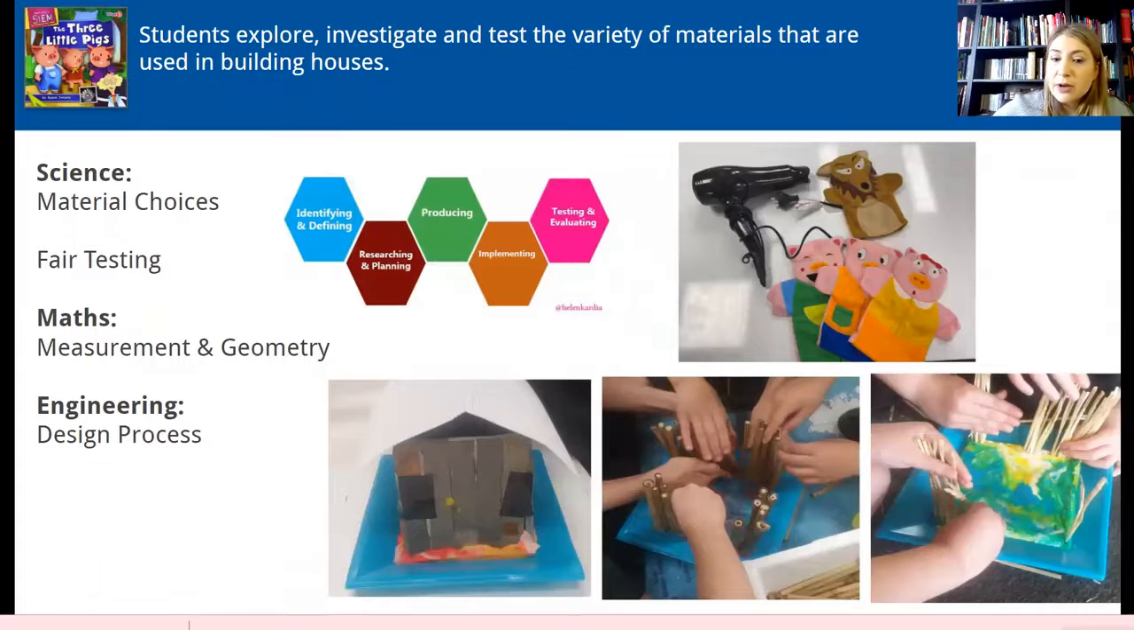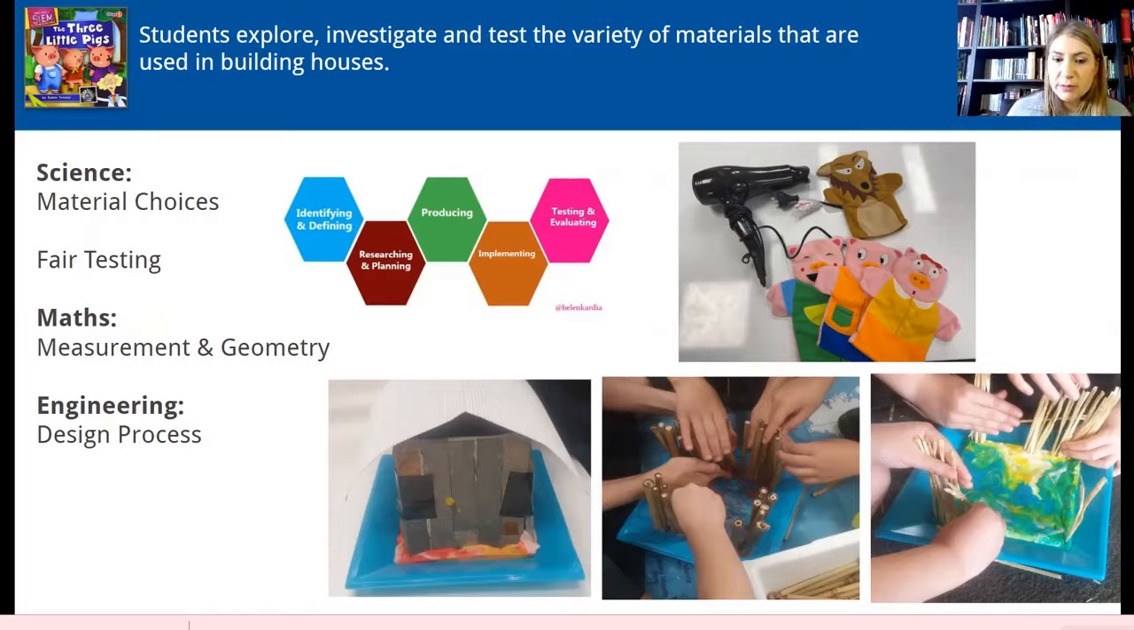In year 3 again, we used the story, The Three Little Pigs, and decided that we needed to build a solution to help the three little pigs from the big bad wolf. So we started off by testing the different materials that the pigs had used to create their houses. So we built a house of straw, a house of sticks, and a house of concrete.